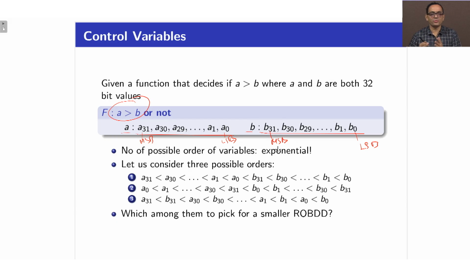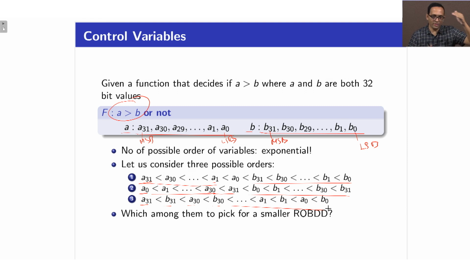There are 64 variables, so there are factorial 64 possible orders. Some of the orders are like this: I put the A bits first, then I put the B bits. It may be in reverse order, MSB first, LSB last, or I put LSB first followed by the MSBs, and then I put B from MSB to LSB, or I can alternate them. So, I put A31, then B31, then A30, then B30 and so on. This is basically keeping each bit closer.